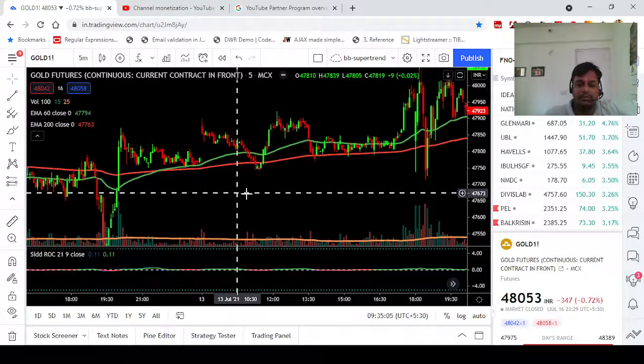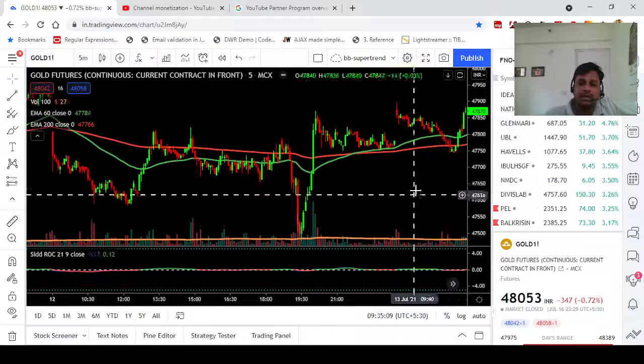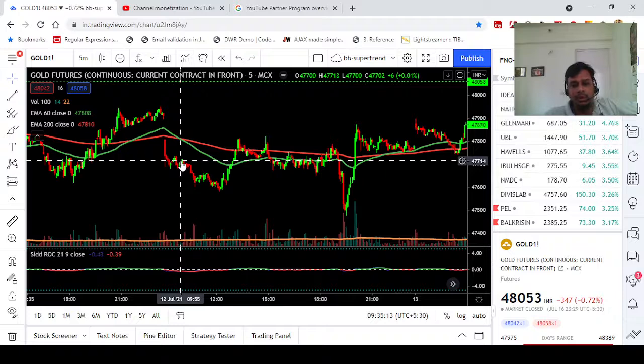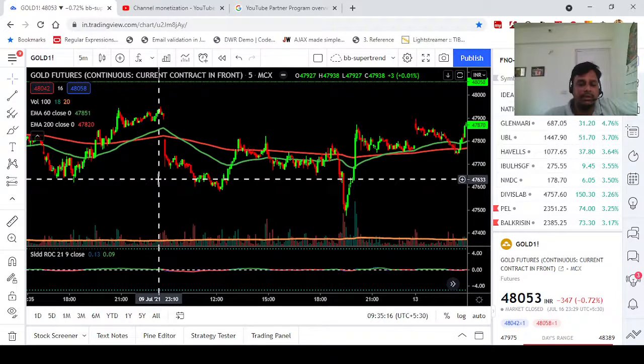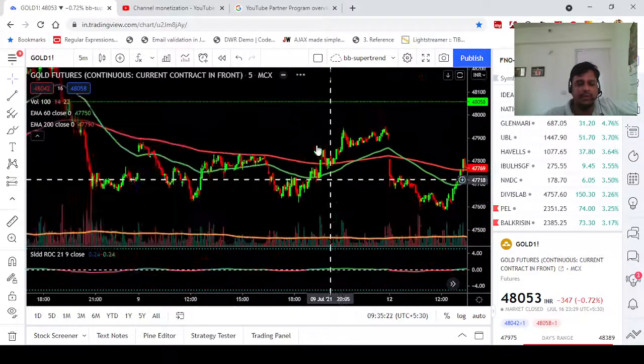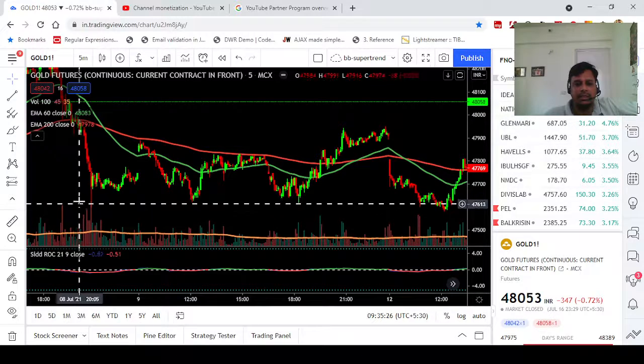So I will tell you, when you are doing it, do it with the 200 moving average rather than the 50 moving average. Or if you are doing it with the 50 moving average, always be in front of the trade rather than going here and there.